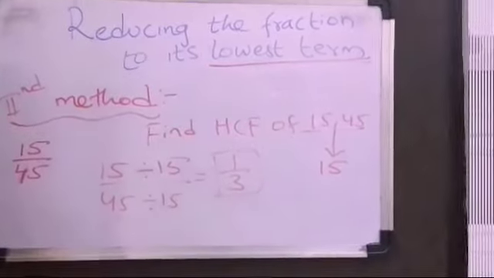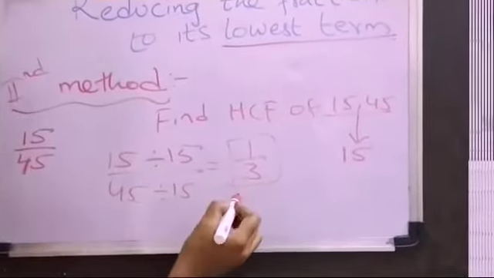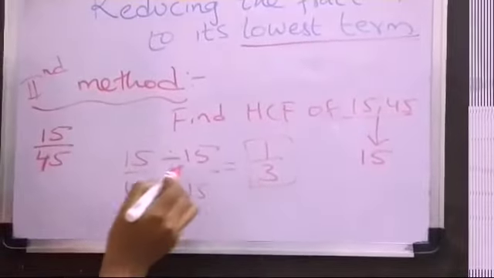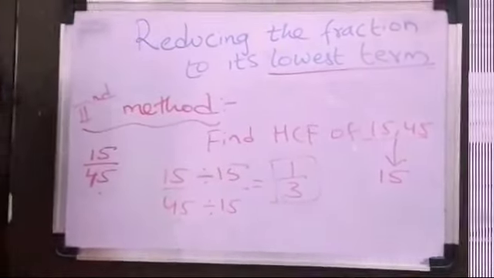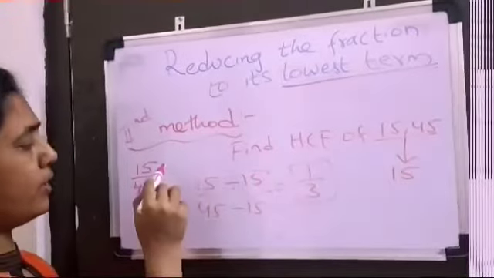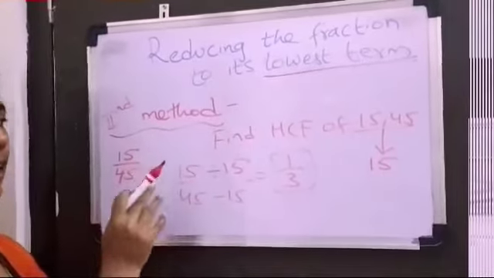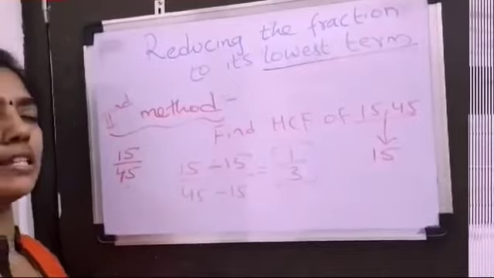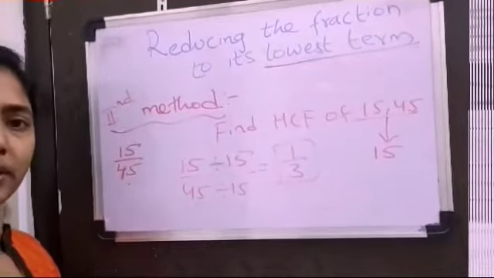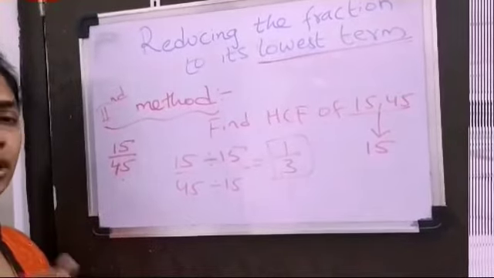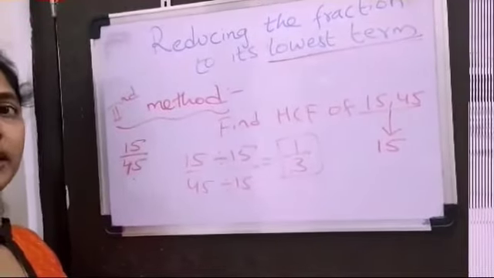Remember, even in the first method we got the same answer. So this is the lowest term of 15 by 45. The first method is to find the common factors of the numerator and the denominator. The second method is to find the HCF of the numerator and denominator. Whichever method you feel comfortable with, find easy, and remember, you can follow that method.